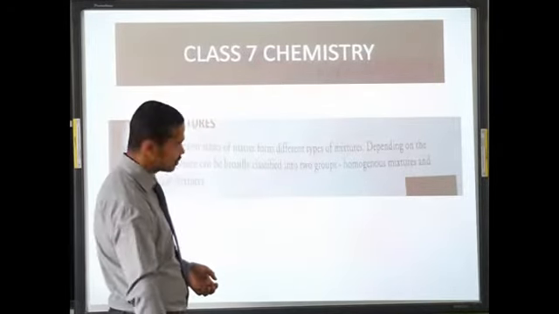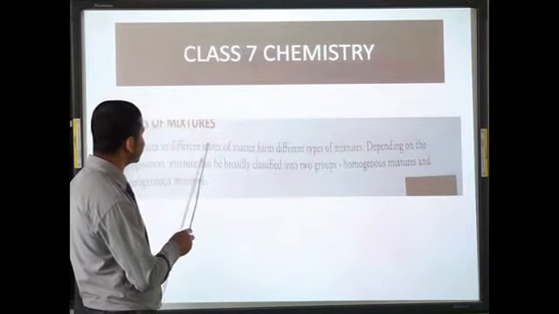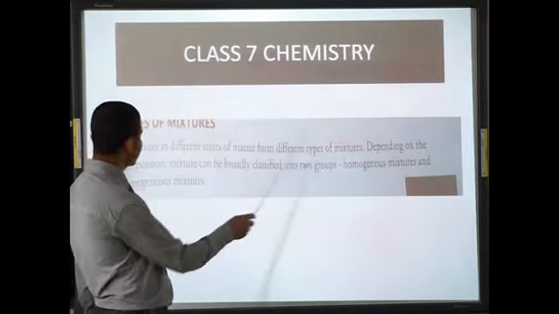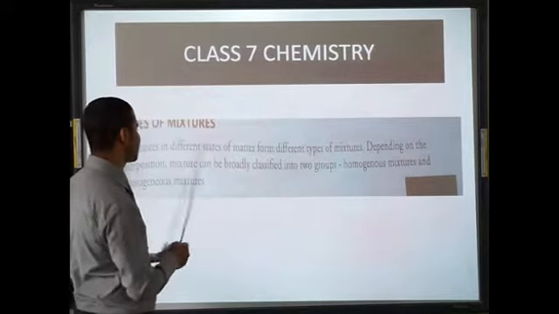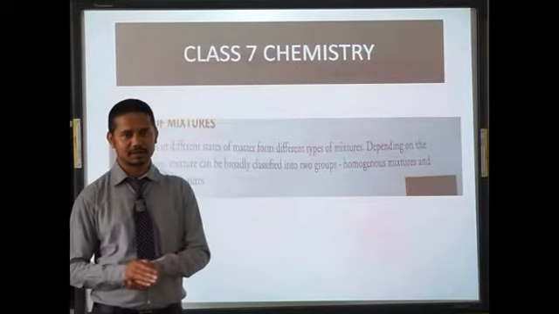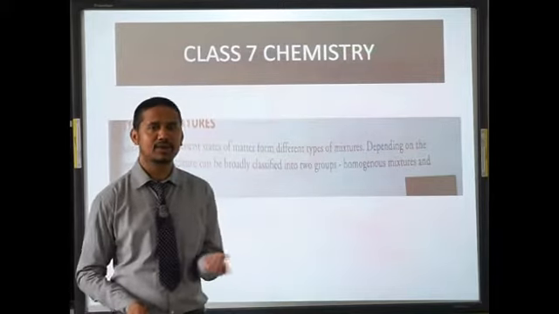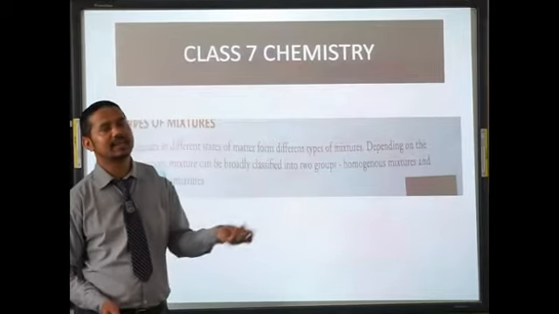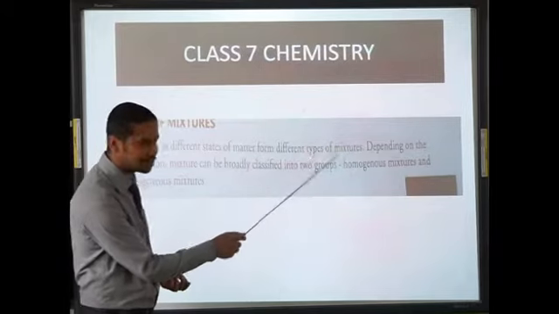So, types of mixtures. Substances in different states of matter form different types of mixtures. For example, solid plus solid forms a mixture, solid plus liquid as well. Solid plus solid, like sand and stone, or sand and salt. Then solid and liquid, then liquid and gas. Any different states of matter form different types of mixtures.